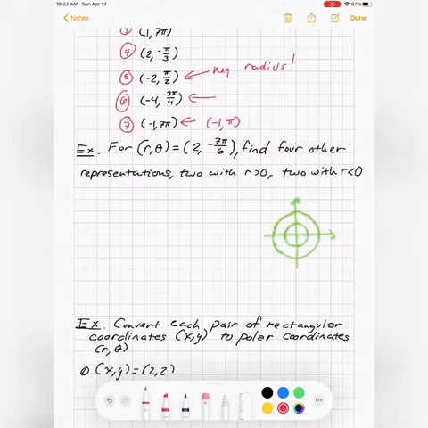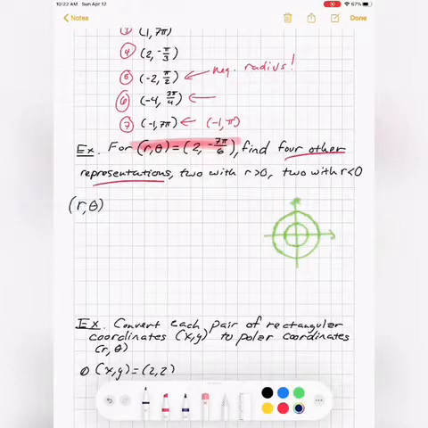One interesting thing with polar coordinates is that there are actually multiple ways to represent a point, versus rectangular coordinates, where there's only one way to represent a point. So here I have an r, theta pair, say (-2, -7 pi over 6). And my goal is to find 4 other representations. In other words, 4 different ways to get to the same point.